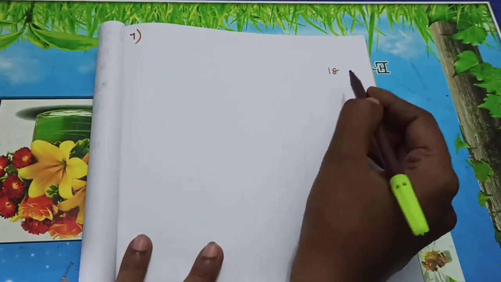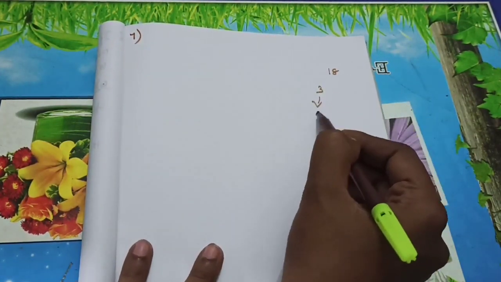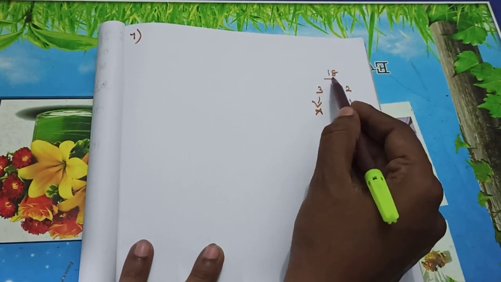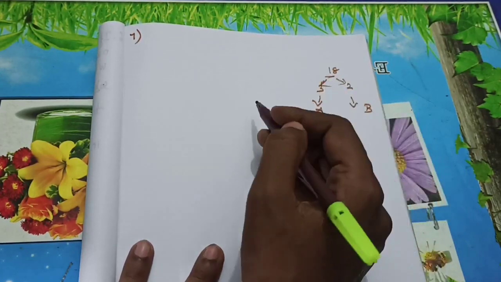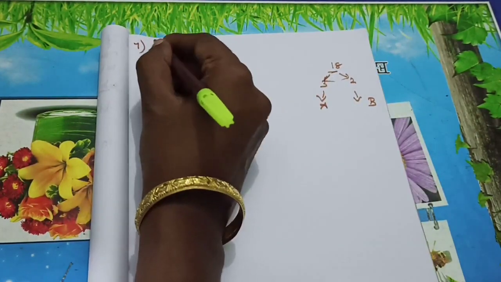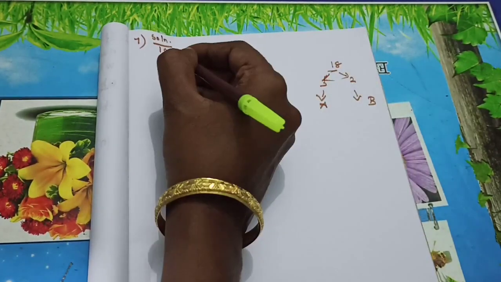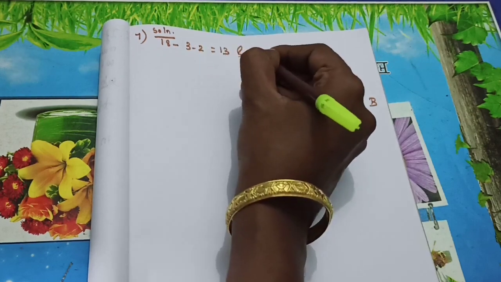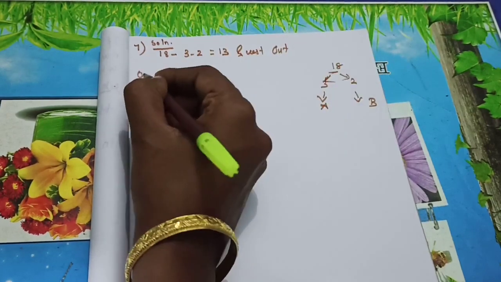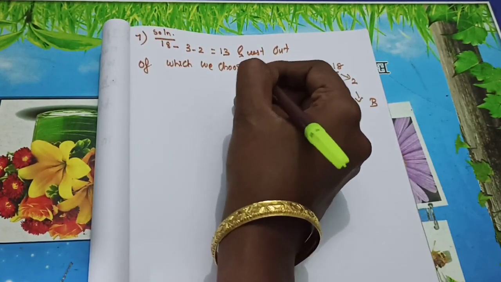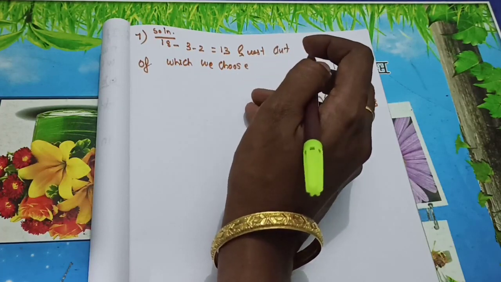Out of 18, so 18 members are there in total. 3 persons need side A, 2 persons need side B. So from the 18, 3 of them and 2 of them have chosen their sides. So the remaining, how will you find it? 18 minus 3 minus 2, now totally 13 guests, out of which we choose. So in your question, they gave 18 guests at the dinner party.